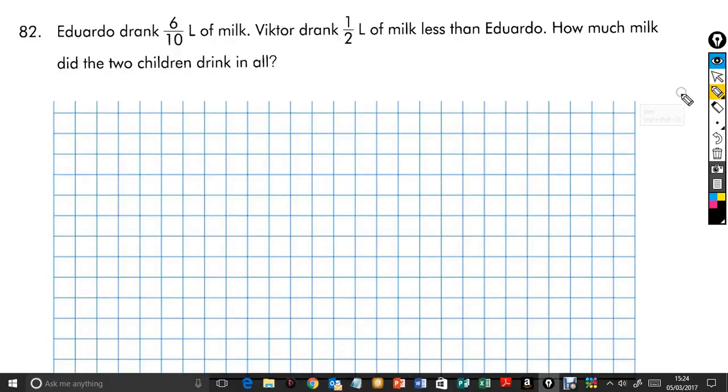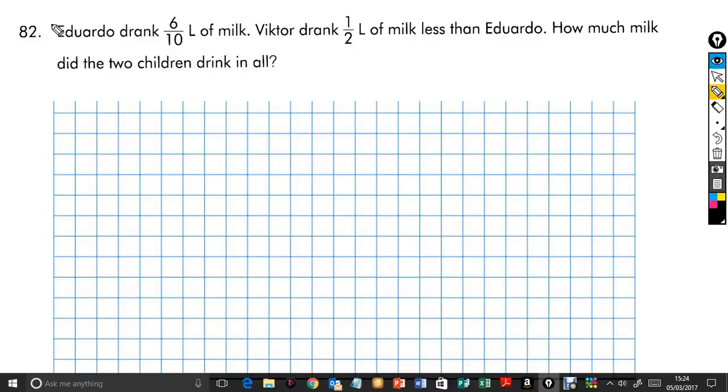Right, in this problem, we're given the information we have Eduardo drank 6/10 of a litre of milk. Victor drank half a litre of milk less than Eduardo. And the question is, how much milk did the two children drink in all? Now, it's very important to read the question very carefully to understand what's going on.